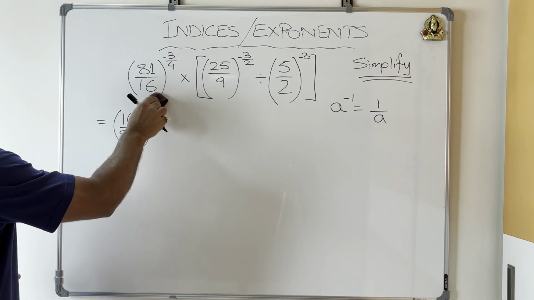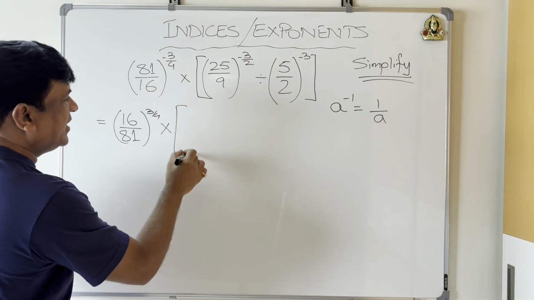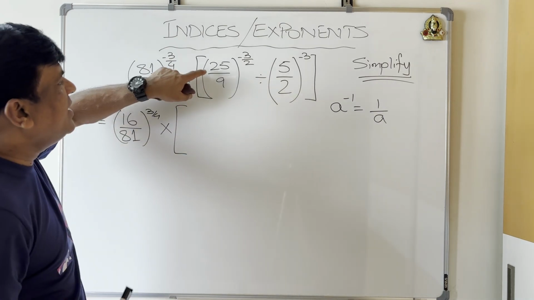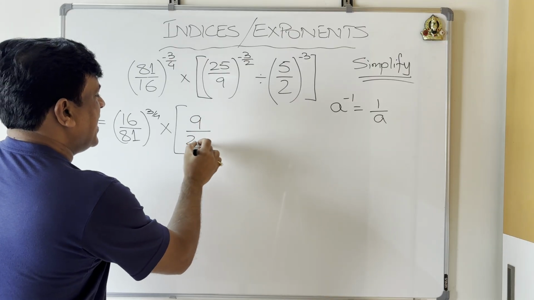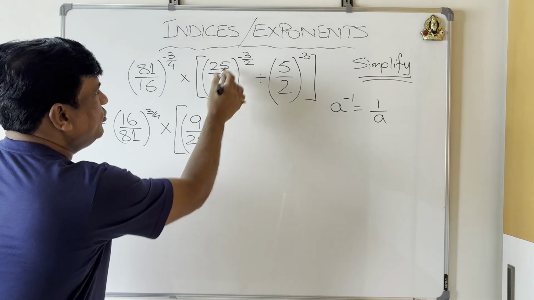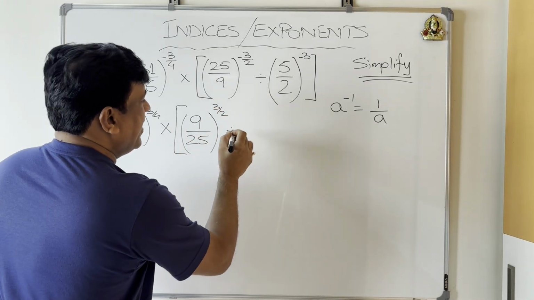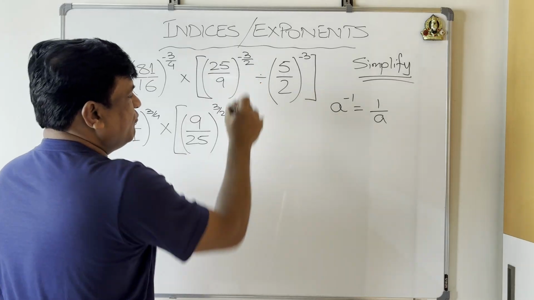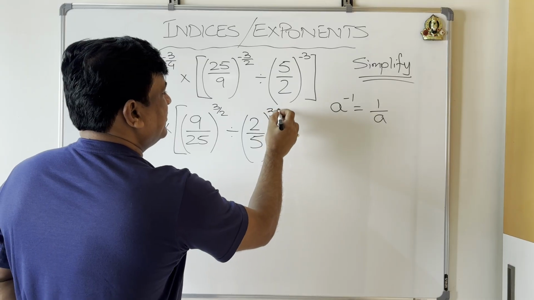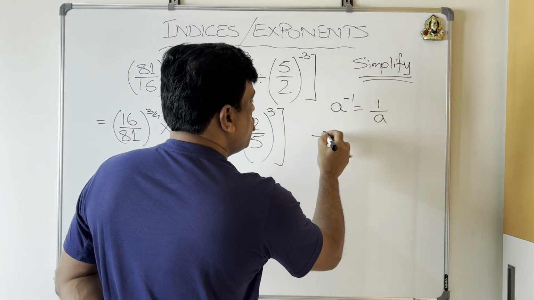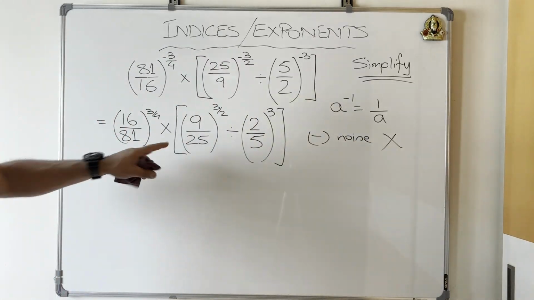Similarly, for other expressions also we are going to do the same thing. I'm going to start a bracket the way it is. Now here it is 25 by 9, so can I make it 9 by 25? 9 by 25 whole to the power 3 by 2. Your exponent becomes positive. Remember always. Divided by, I have a 5 by 2 over here. What am I going to do? I'm going to make it 2 by 5. This becomes positive. So the negative noise is cancelled. Now the problem looks much better.